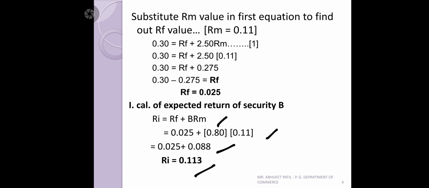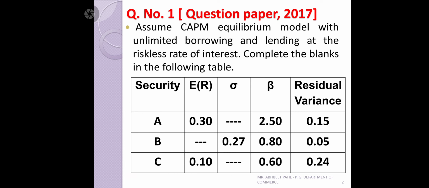It comes to 0.113 for the missing value of security return, that is the expected return of security B, Ri is equal to 0.113. Once we find out this return, for the next question we calculate this value, that is 0.113.